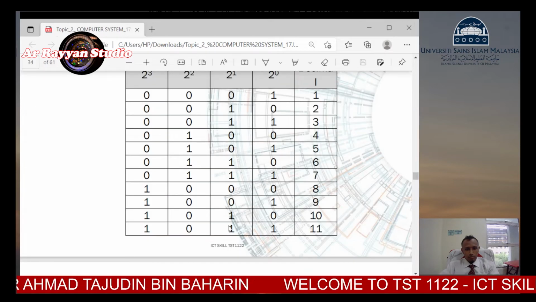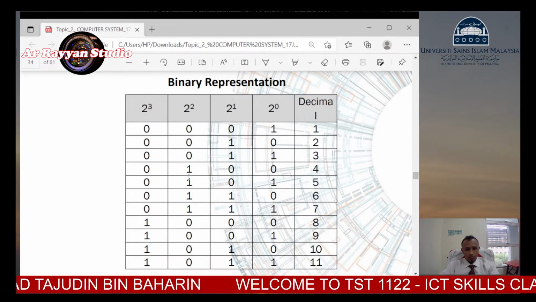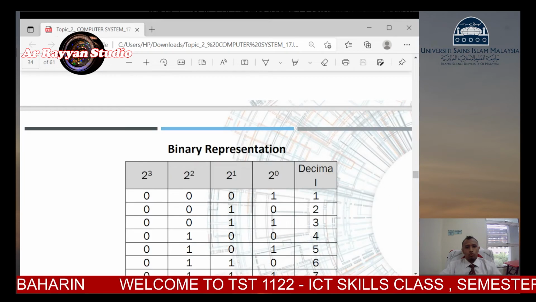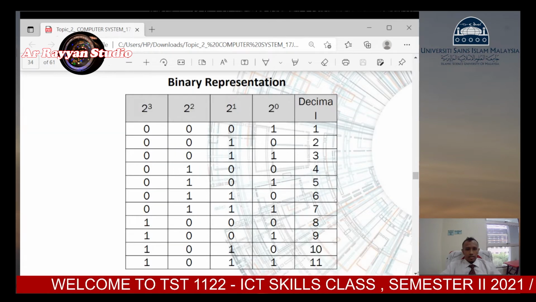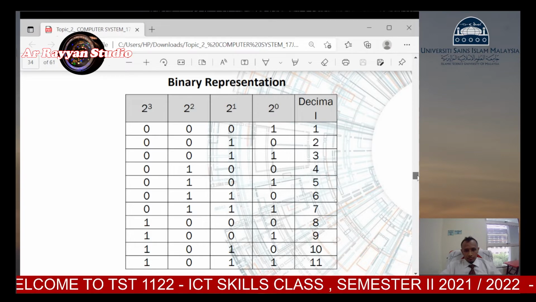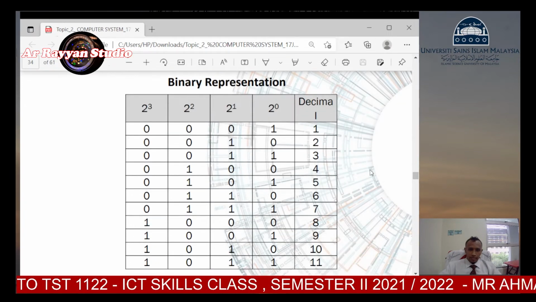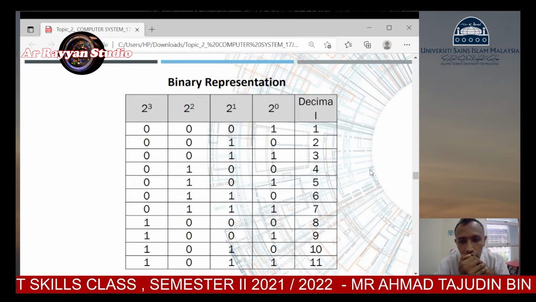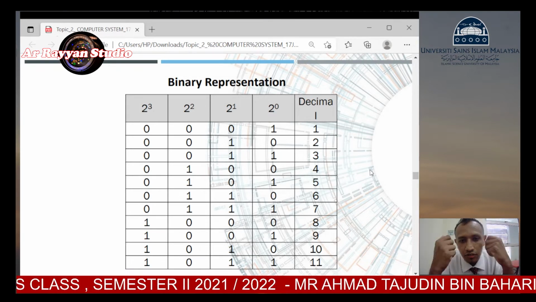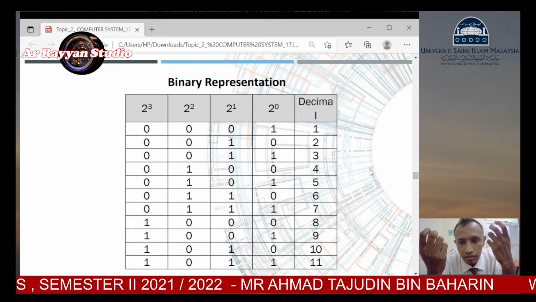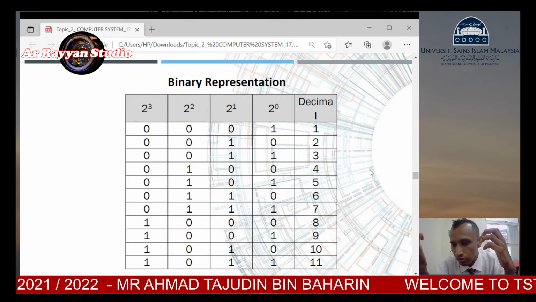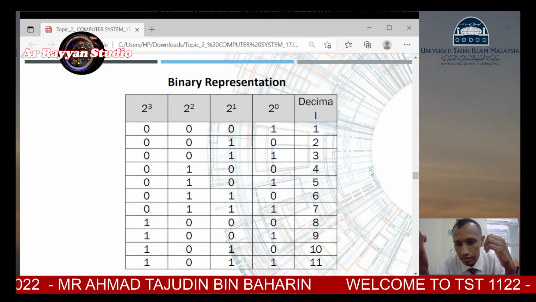1010, berapa nombor dia? 1010, 10. 10, right? Okay, look at here. Okay, this is how we calculate, right? Or we change from decimal to binary, or from binary to decimal numbers, right?